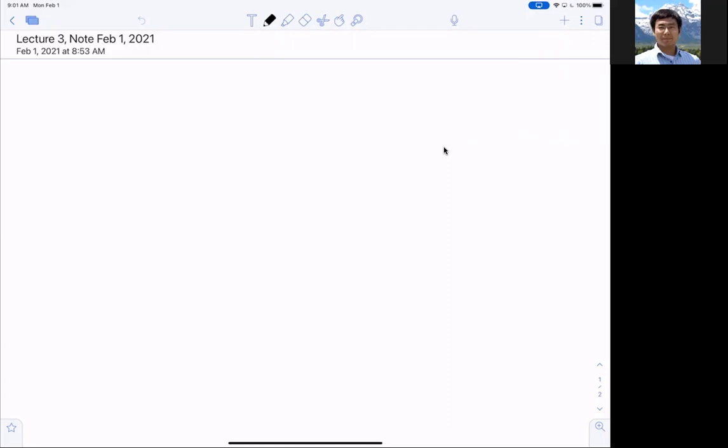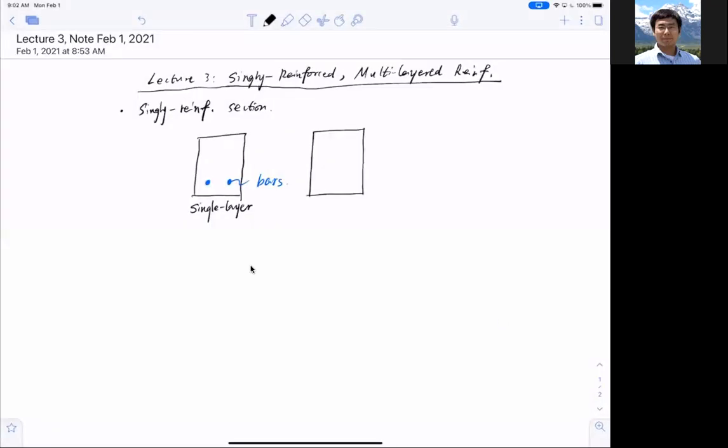Single layer means I just have one row. Professor, are we supposed to be seeing something? Oh, you don't see anything now? No, nothing is happening. All right, let me do that again. Can you see anything here right now? Yep, thank you. All right, no problem.